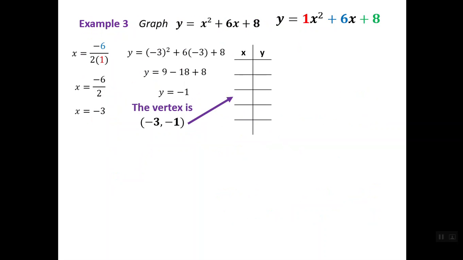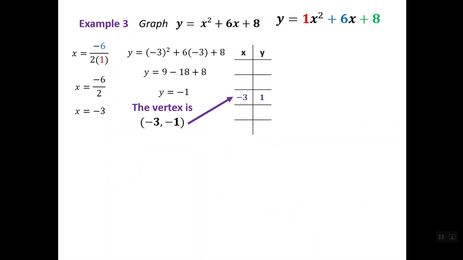And we're going to fill in the vertex, not at the top, but right in the very center, because we know that the parabola is symmetrical. So we want some points on either side of the vertex. So I put the vertex point right in the middle of that table, and then I choose whole number values on either side of that.